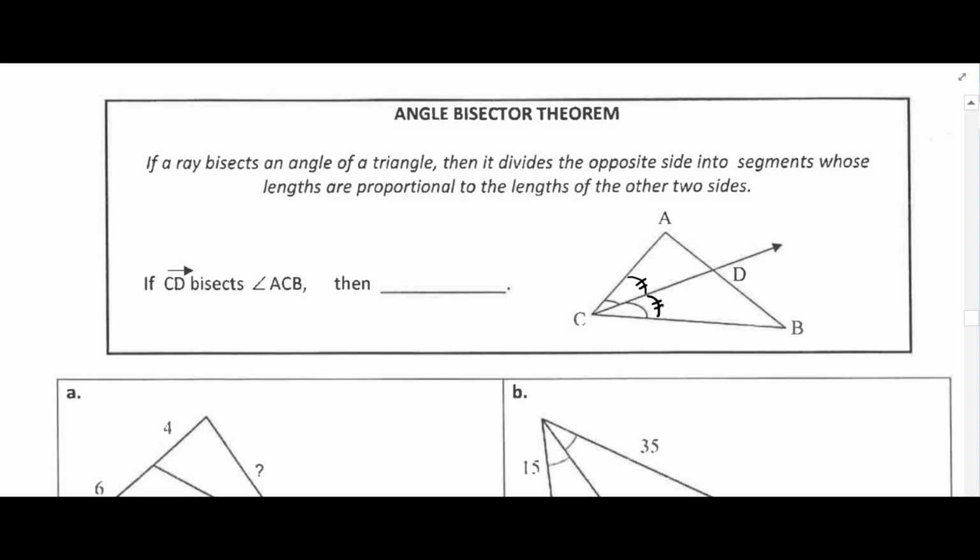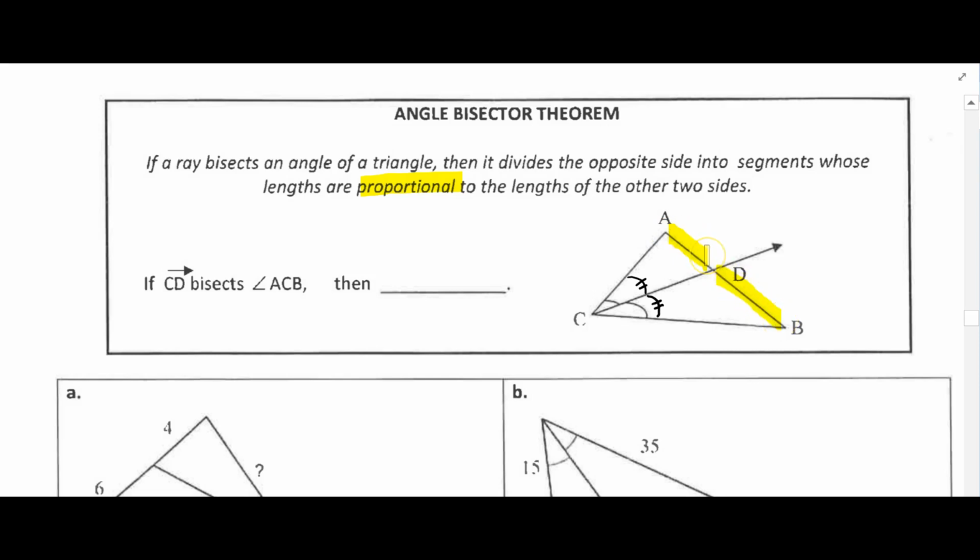If a ray bisects an angle of a triangle, then it divides the opposite side into segments whose lengths are proportional to the lengths of the other two sides. So remember, this word proportional, that just means that we're making fractions out of some lengths and that those fractions are equal. So when we draw the angle bisector, we divide the opposite side into two pieces.